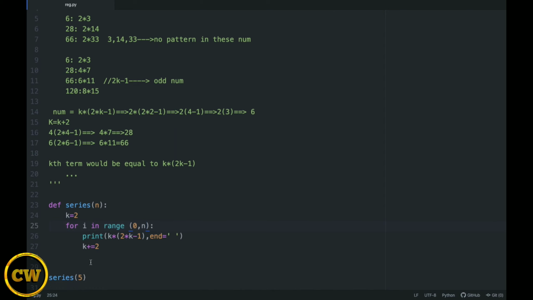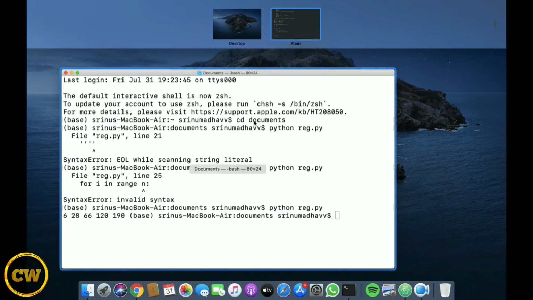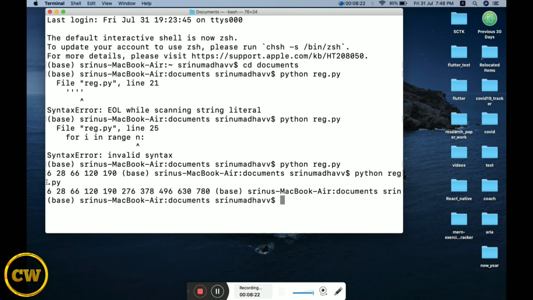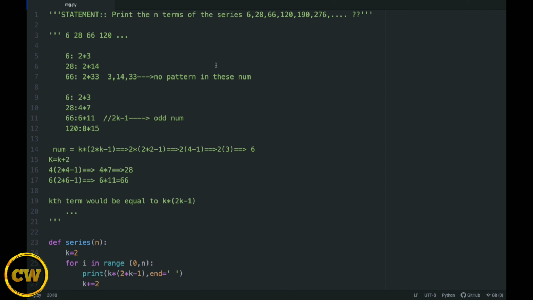So let us try for a greater number like 10. See, we have got the series 6, 28, 66, 120, 190, 276. So this is the series. So we have tried to solve this problem by finding a pattern in the numbers. We found a regular pattern, that is the number would be in the form k into 2k minus 1, and we solved the problem.